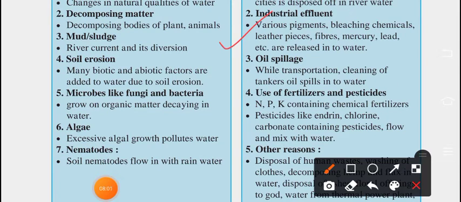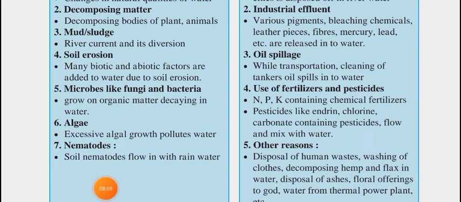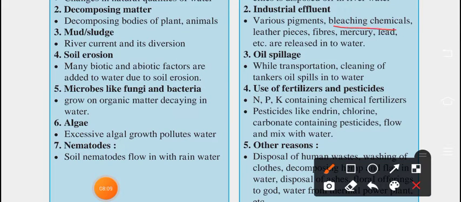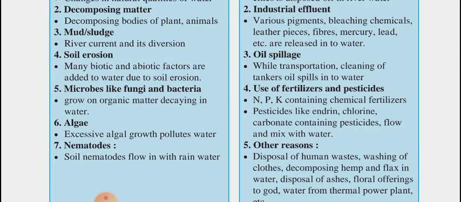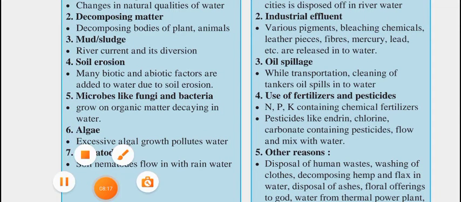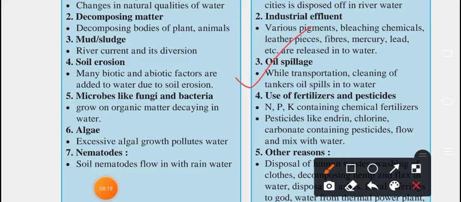Next is industrial effluents. Various pigments like bleaching chemicals, leather pieces, fibers, mercury, lead, etc. are released into water. Oil spillage means while transportation and cleaning of tankers, oil spills into water.